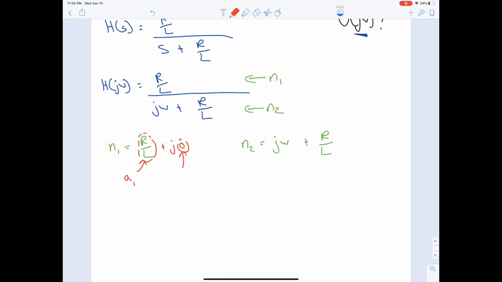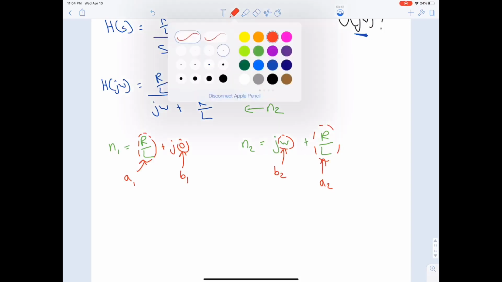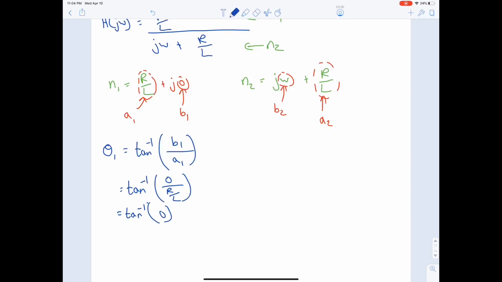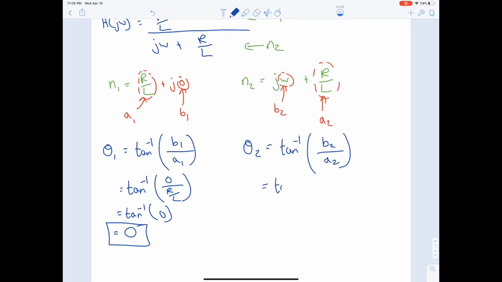Now notice that I'm not including j with the number. Okay, this is the imaginary part and this is the real part, A2. Now, let's start finding the thetas, the phase angle for both the first number and the second number. Now, theta 1 is tan inverse of B1 over A1, which is equal to tan inverse of 0 divided by R over L, and tan inverse of 0 is 0.